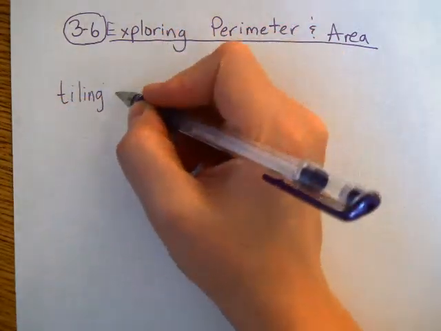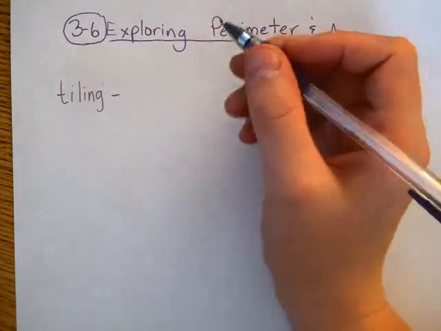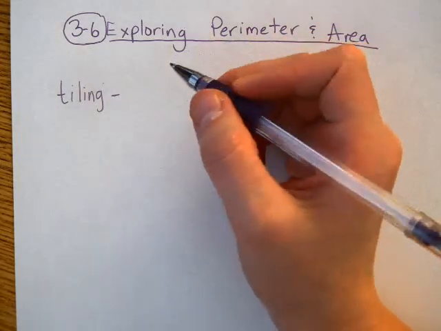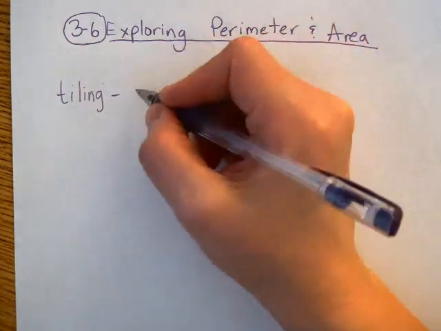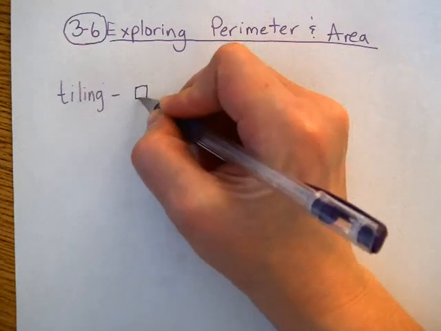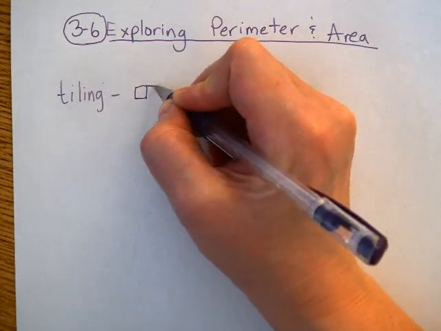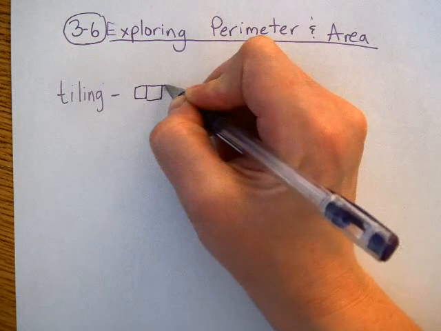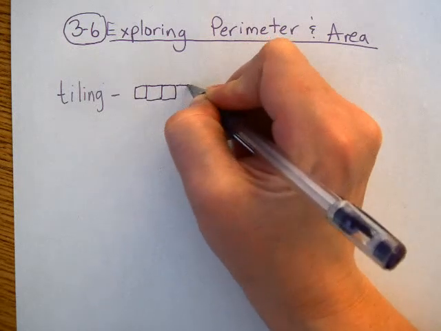And tiling, maybe you have tile somewhere in your house, or you know somebody who has tile in their house. When you lay tiling, it's usually square pieces, or maybe rectangle pieces, but they're laid right next to each other.